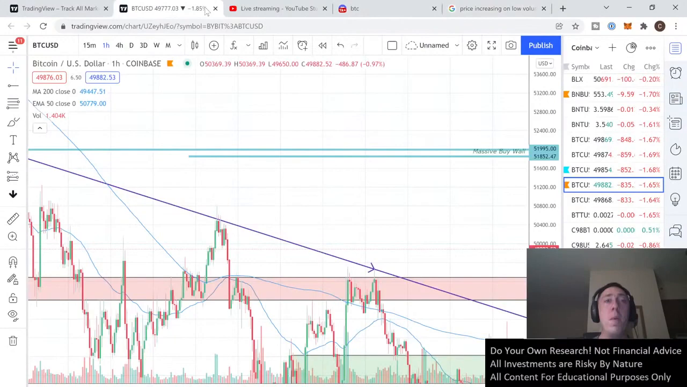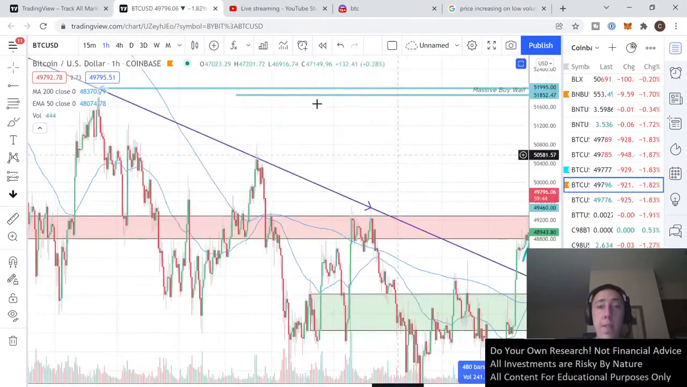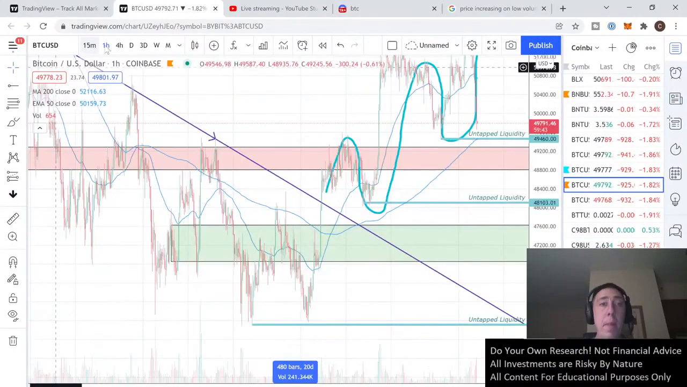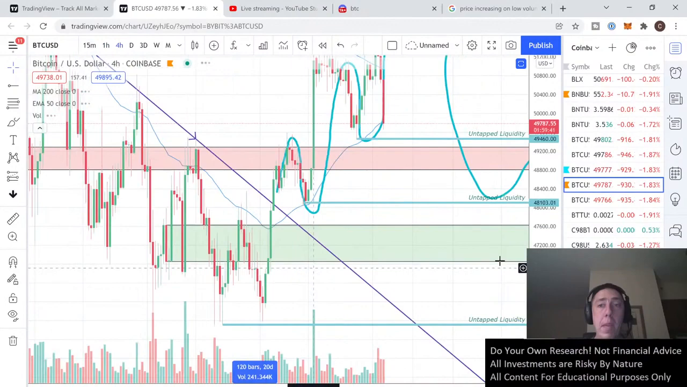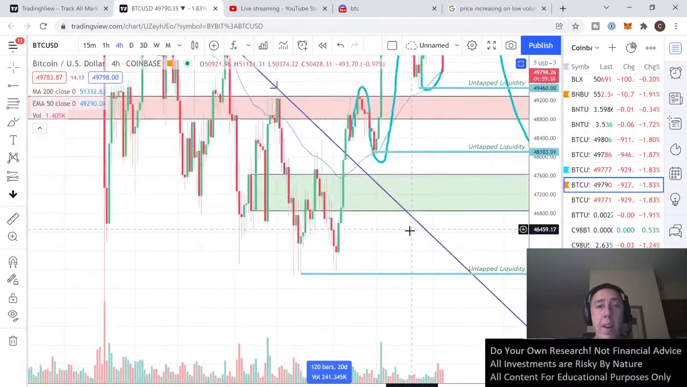So let's look at this. I honestly don't even know if we had low volume on this. I haven't really been paying attention to the volume because I really haven't been trading Bitcoin. That's not really my thing I'm trading right now. All right, so let's look at this.